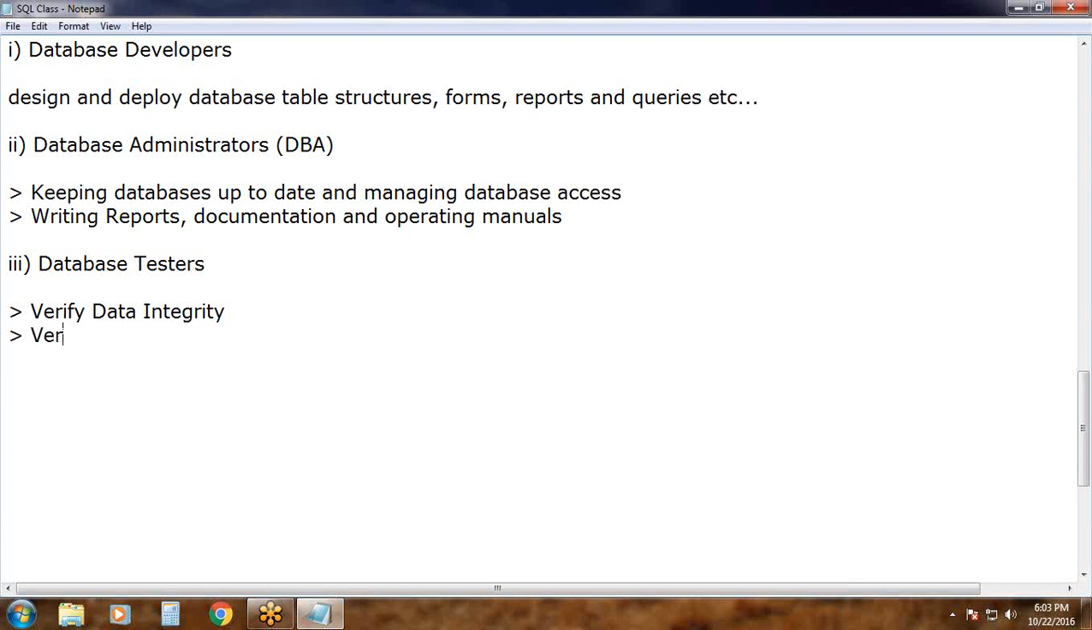Next. Running reports, sir. Running reports. What reports? Generating reports is not the primary activity of a database tester. Okay. Verify data manipulations.